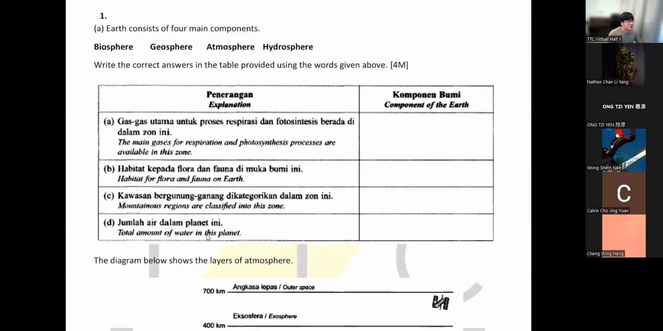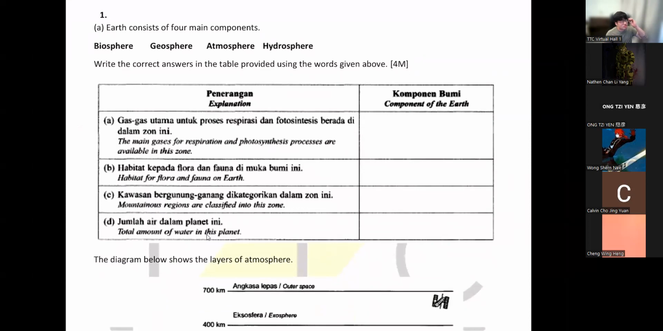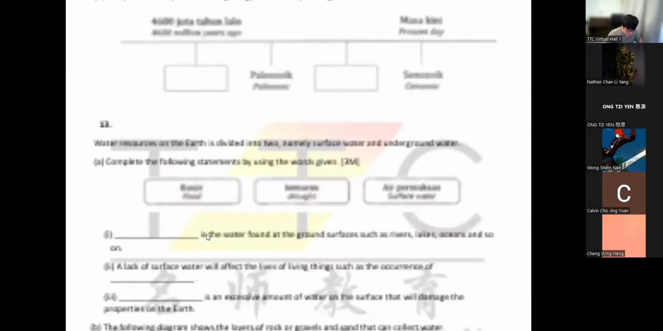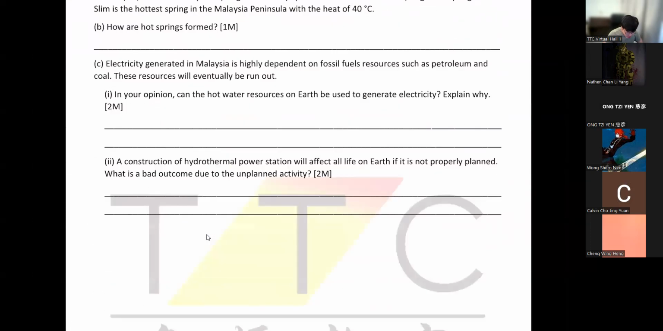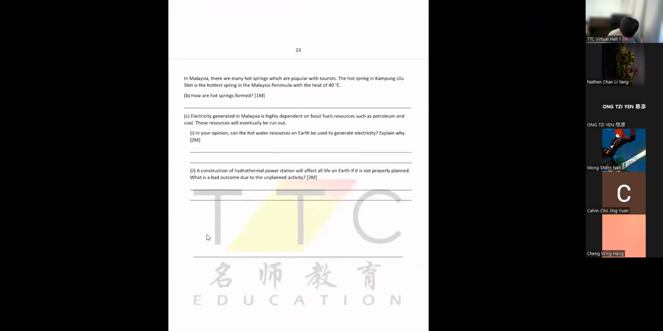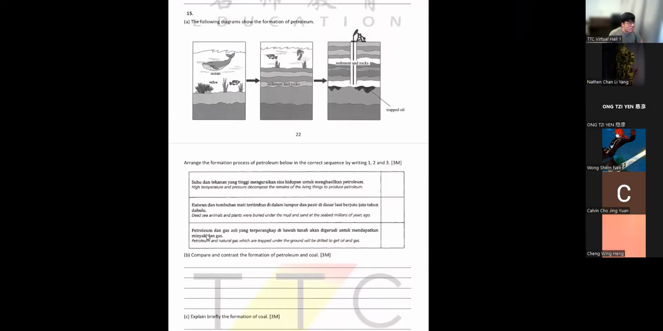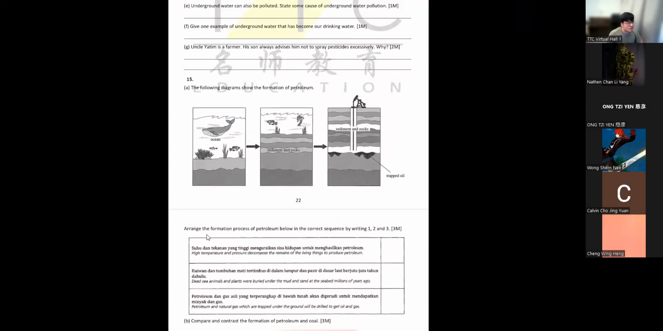Okay, anyway, so let's do. Okay, we start from the bottom, shall we? I know it sounds stupid lah. We start from the bottom because the upper ones are our week 3 lesson. I will start from the upper one. Okay, so let's start from question 15.